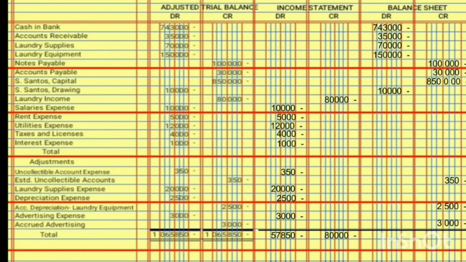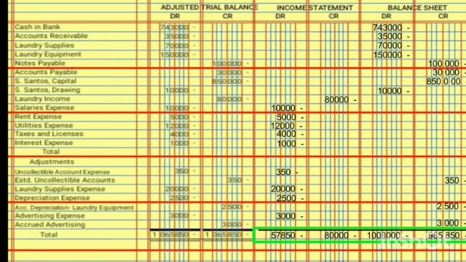And then for our balance sheet, let's start with the debit column first. So we have 743,000 plus 35,000 plus 70,000 plus 150,000 plus 10,000. And so the total debit of the balance sheet column is 1,008,000. And then for the credit, we have 100,000 plus 30,000 plus 850,000 plus 350 plus 2,500 plus 3,000. So the total credit of the balance sheet column is 985,850. So if you notice, we have different totals here.